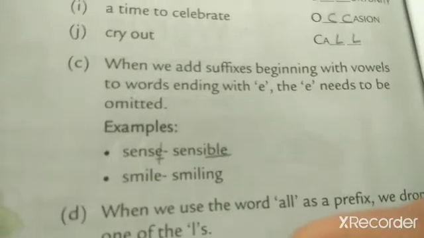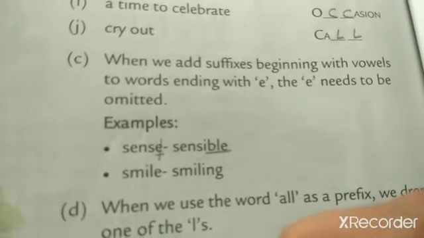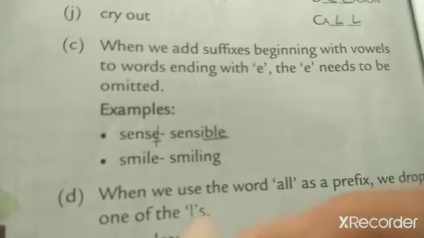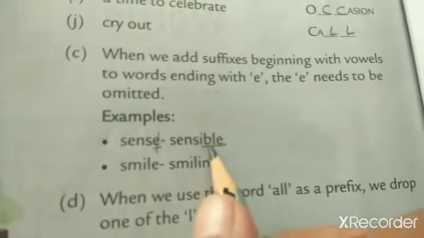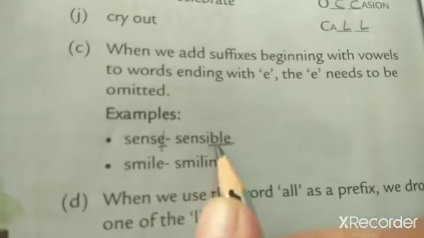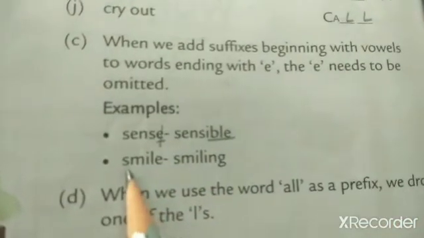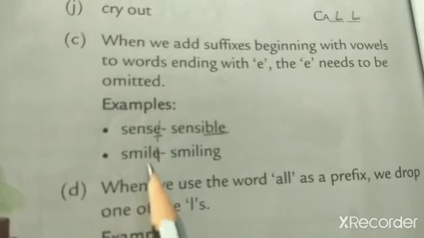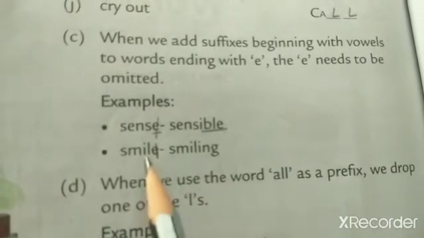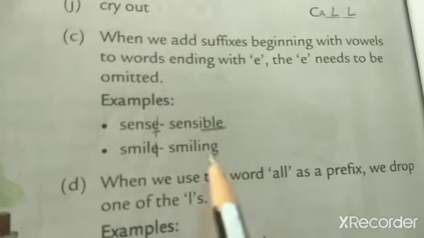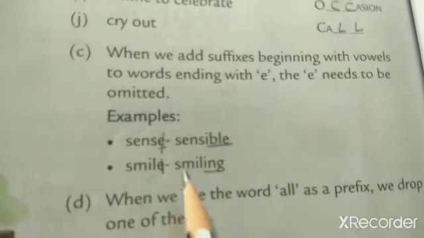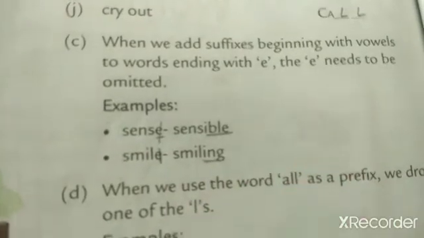Okay, so whenever a word ends with the vowel E, we remove that E and then add a suffix to it. Do remember this. Next example, smile. Again, smile is a word with vowel E at the end, so we add a suffix by removing E. We can make a new word by removing E and adding ing, so it becomes smiling.